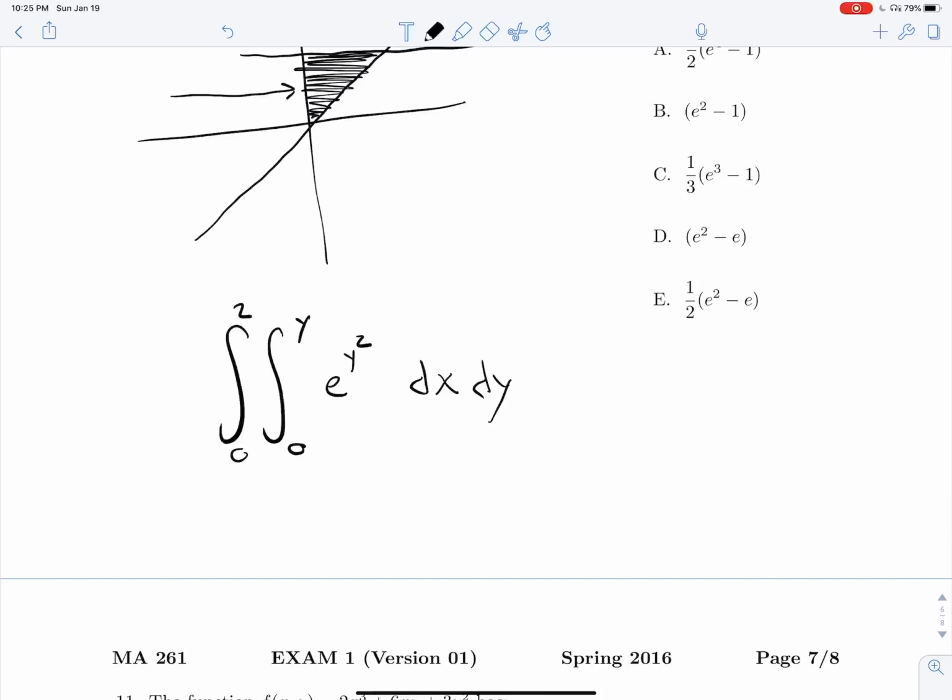And then our integrand is just going to stay the same. So our first integration, we have no x's, so this whole thing is just going to lead to a y getting multiplied in. And now we're left with something that we can integrate by parts.